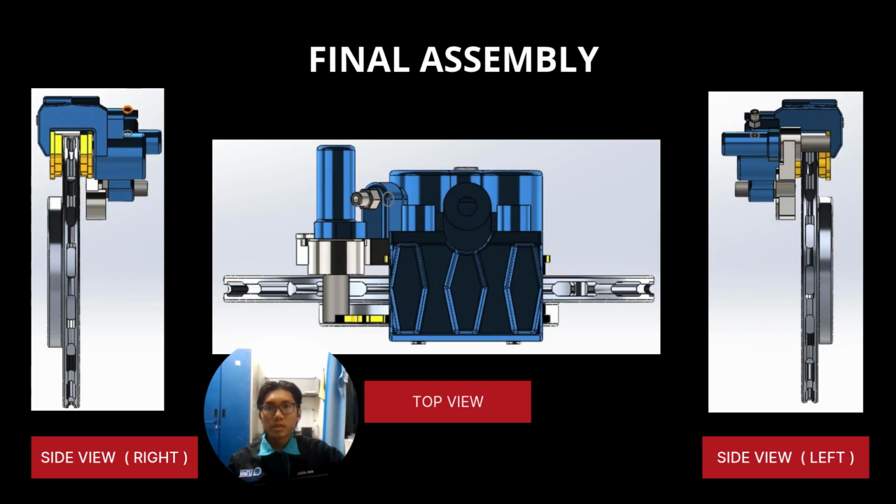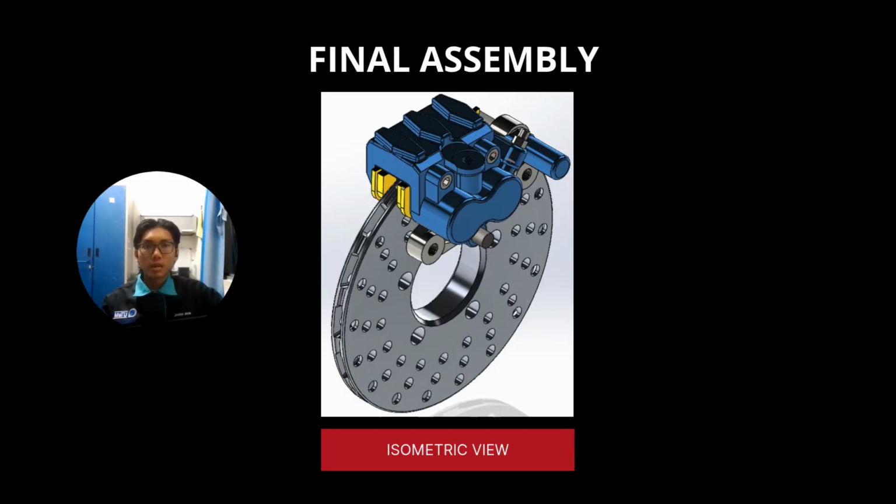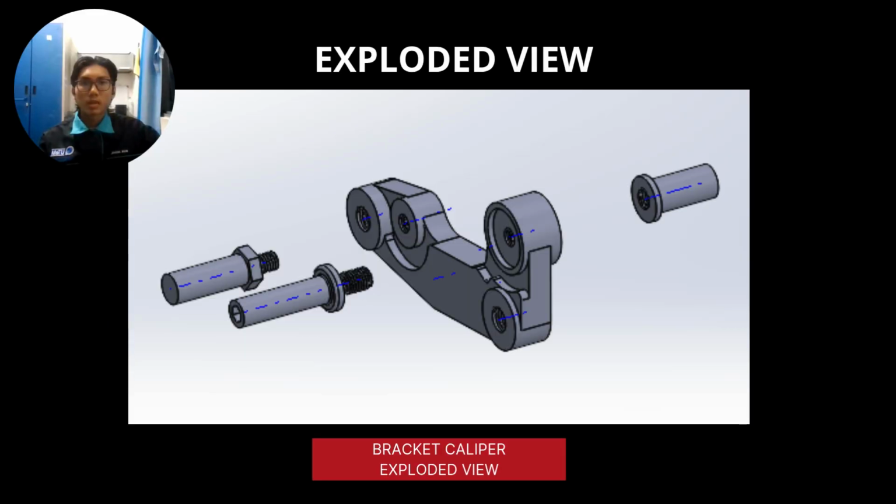And next is the side view from the right, the top view and the side view from the left. And lastly, this is the isometric view for the final assembly. And now I'm going to show you about the exploded view.